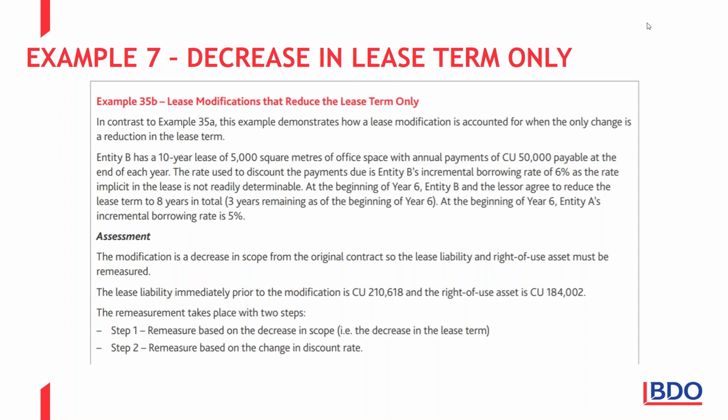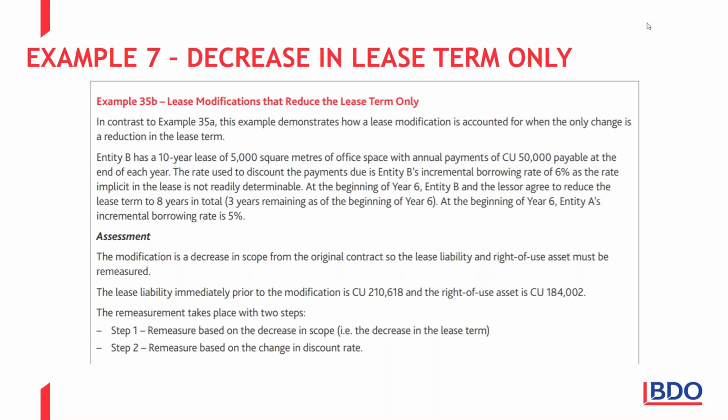And really, if you think about this one, and I'm just going to go through the fact pattern here, entity B has a 10-year lease, it's 5,000 square meters, and it's not changing what it has access to. All it's doing is going from a period down. So this is essentially a remeasurement of the lease liability prior to the modification. And there's a couple of steps here. The first step is to remeasure based on the decrease in scope, and then remeasure based on the change in the discount rate. So there's a two-step process in this one.